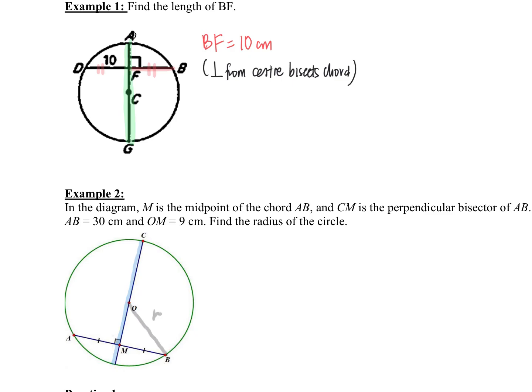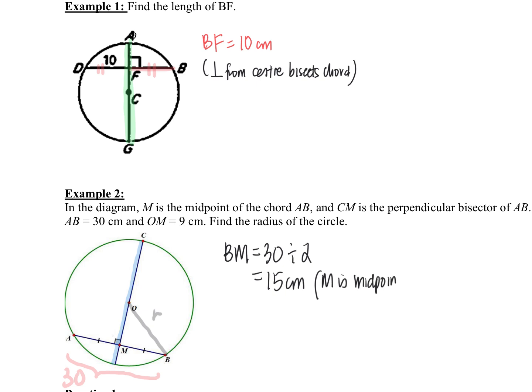Which one? Okay. So first thing first, this whole thing is 30. So Janisa says divide by 2 first. So that means to find BM, I will divide 30 by 2, which is 15 cm. Okay, because M is the midpoint. That's why you can divide by 2. So I know this is 15 already. Okay, I'm also told that OM is 9.